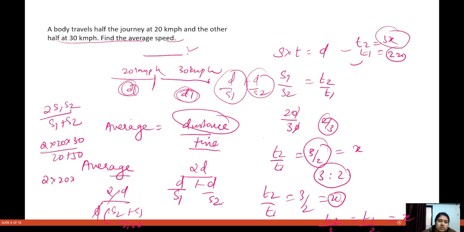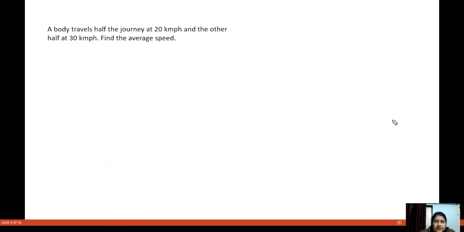This will be 50. So this and this will get cancelled, and it will become 4 times. So 2 into 4 is 8 and 8 into 3 is 24. So you will get your average speed is 24.